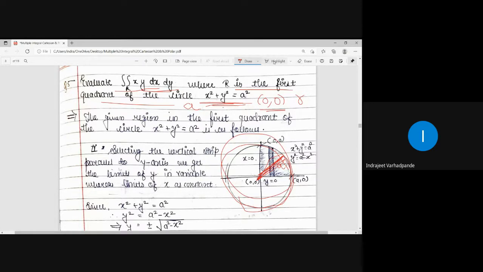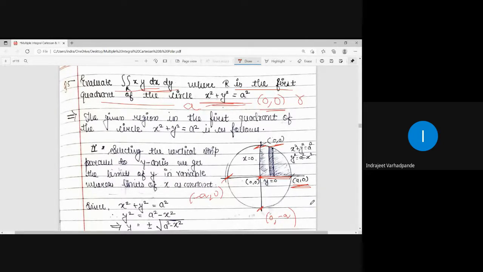Drawing the circle with radius a will intersect the x-axis at the point (a, 0), because the distance from 0 to here is a. As it is on the x-axis, the y coordinate will be 0. As it is on the y-axis, the x coordinate is 0, so the point will be (0, a). This point on the negative x-axis will have the coordinate (-a, 0). This point on the negative y-axis will have the coordinate (0, -a). So that is how the coordinates are plotted.